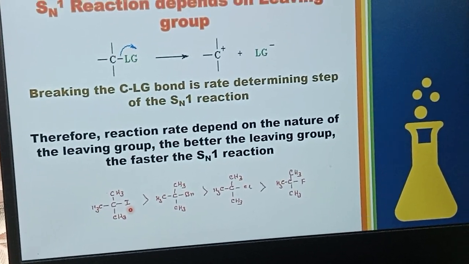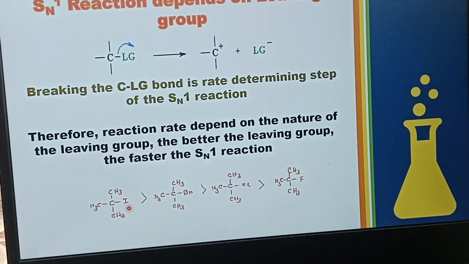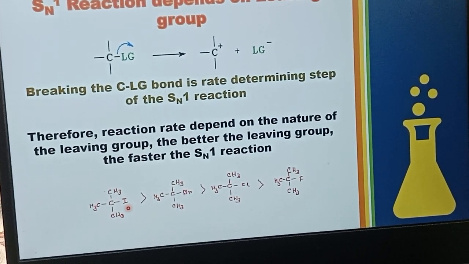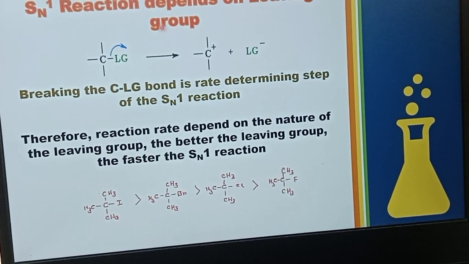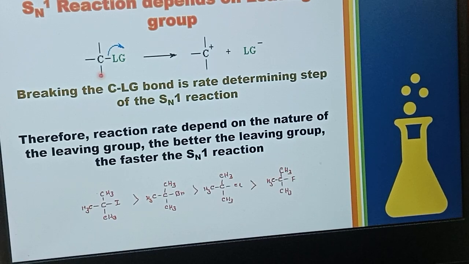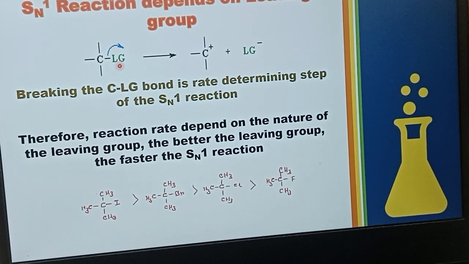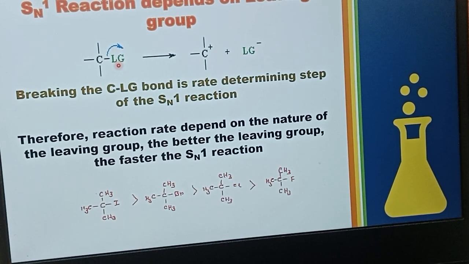Yeah, tell me. Can you explain this, reaction rate depends on nature of leaving group? Rate of the reaction depends on this substrate, not the nucleophile, only this substrate. So this substrate contains what? Leaving group. If the leaving group is a better leaving group, meaning the carbon-LG bond breaks easily, definitely we'll be getting the carbocation easily.